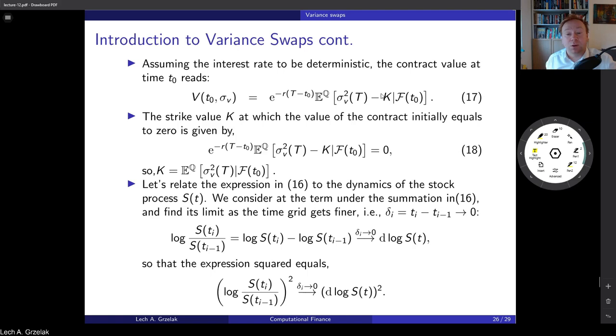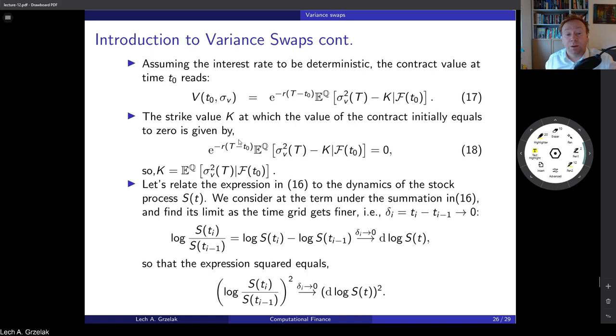We can easily take it outside the expectation, and only this part will be left. So we can actually say that this whole contract is worth zero at the inception if K is equal to this expectation, because K is essentially constant. If you look at this expression here, K is constant. We can take it outside the expectation with a discount factor. So if K equals this expectation, then this contract will be worth just zero. And this is what determines the fair value of this contract.